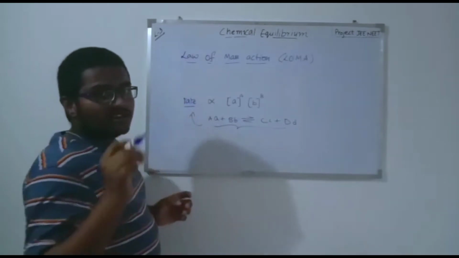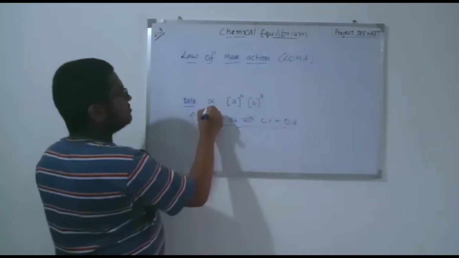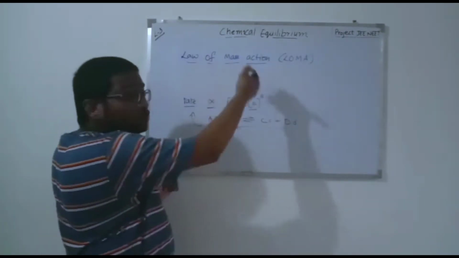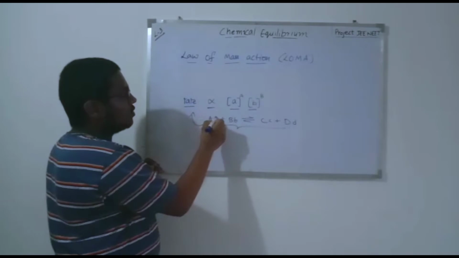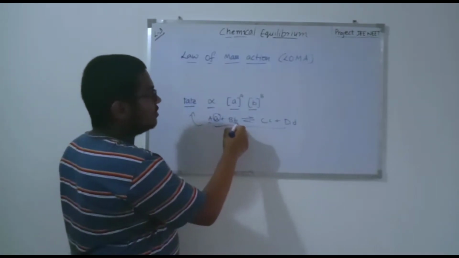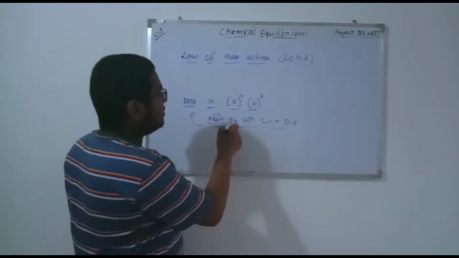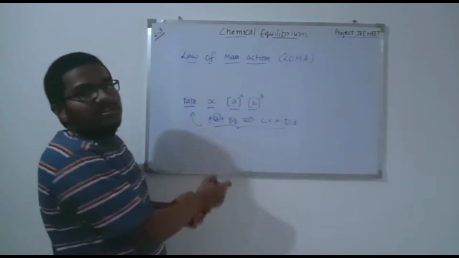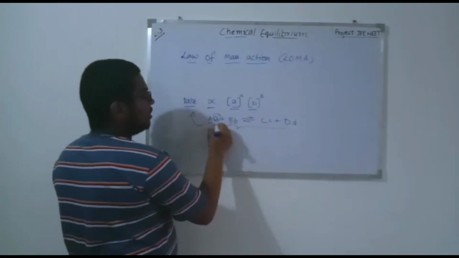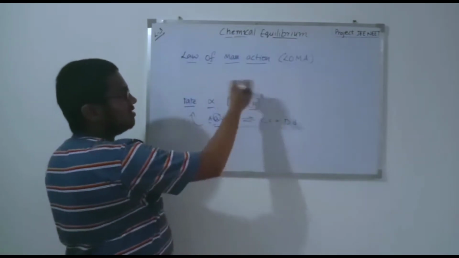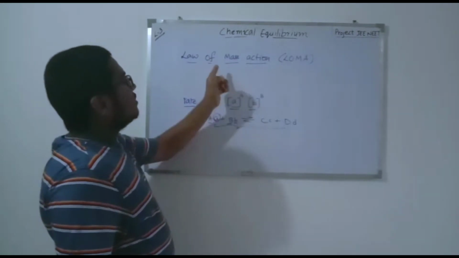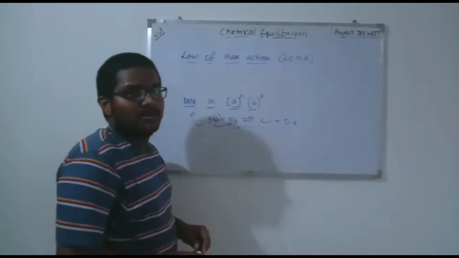Generally, the rate of any chemical reaction is directly proportional to the product of the concentrations raised to the powers of their coefficients. Here the coefficient of reactant A is small a, and the coefficient of reactant B is small b. These coefficients are the powers of the concentrations of the main reactants. So this is the main law of this chapter. The law of mass action is the main topic.